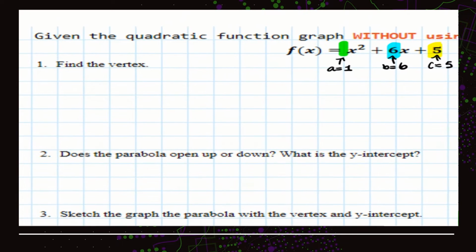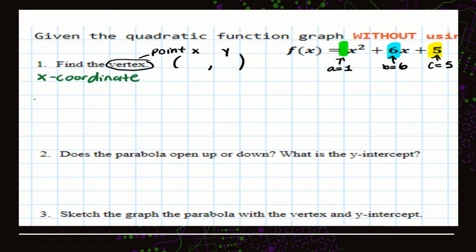The first thing we're going to do here, and we covered that in the previous video, is find the vertex. Since your vertex is a point, we need the x coordinate and we also need the y coordinate. So let's start with the x coordinate because we need the x to find the y. For the x coordinate, we're always going to use this formula, which should look familiar to you already.